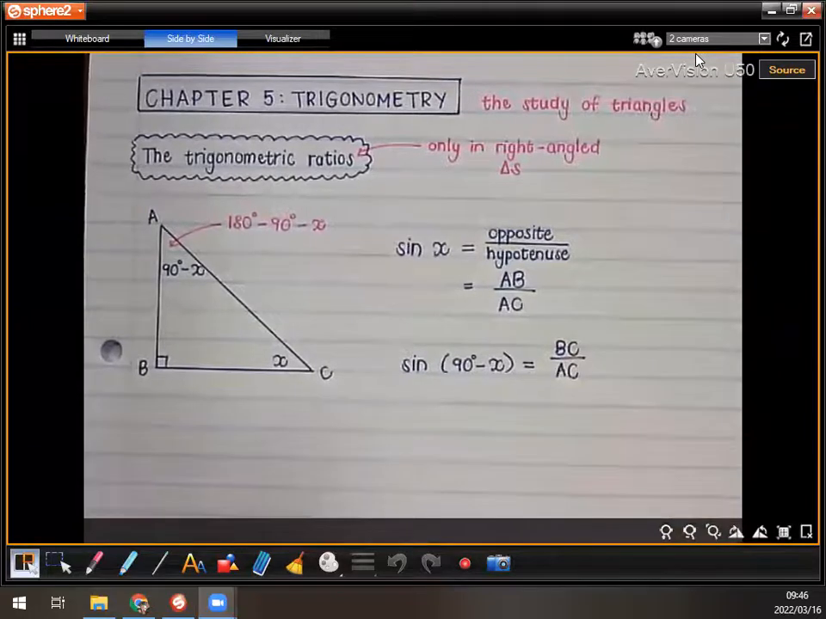Like I said, we're just practicing the formulas. We're going to apply them later on.